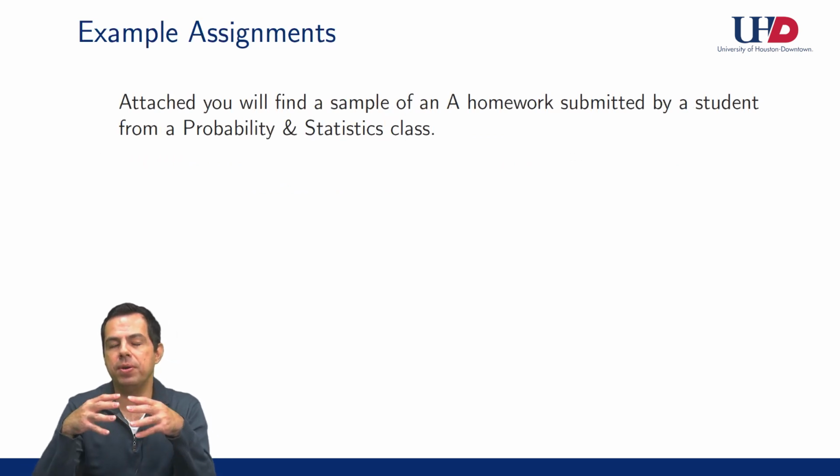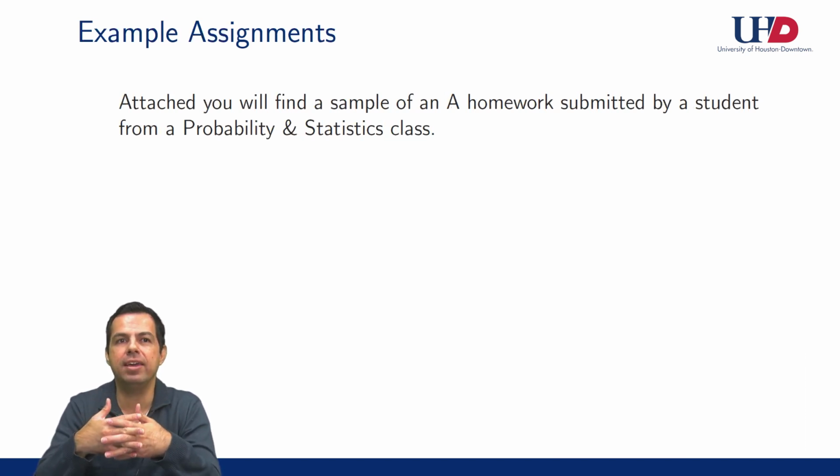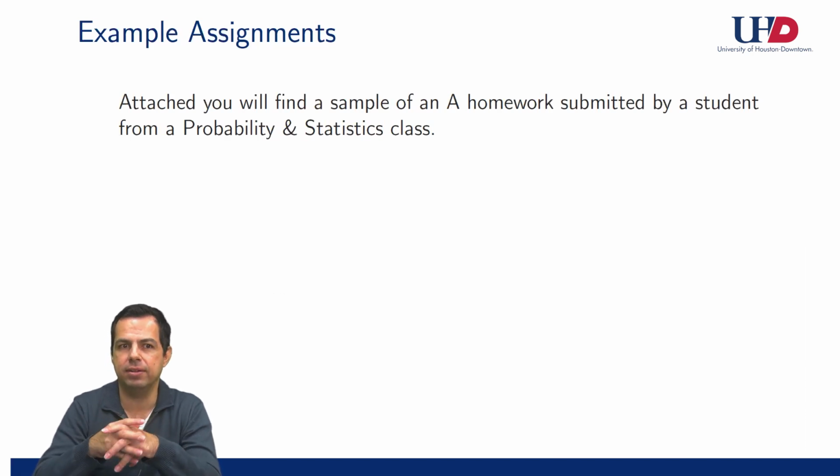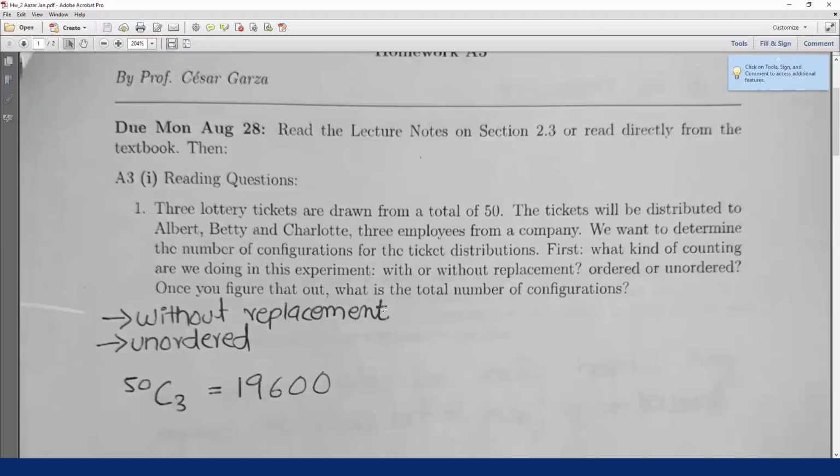So I want to show you how students answer these reading assignments. So you get to see how creative they can get or what kind of feedback you can receive with active learning. This is an example of an A homework in my class for probability and statistics. I want to show you the problems that I assigned about this. So for example, this was a homework that was due on Monday, August 28th. The students had to read my lecture notes on section 2.3.